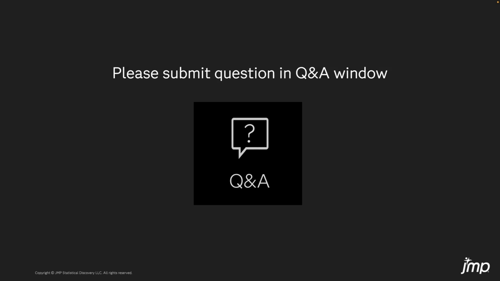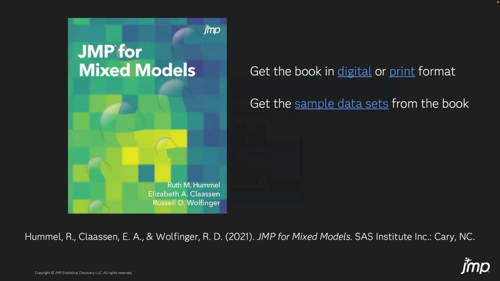analyzing data. Now, what I'm going to show you largely comes from this book that was published 4 years ago, JMP for Mixed Models, written by my colleagues at JMP, Ruth Hummel, Elizabeth Clausen, and Russ Wolfinger. So the examples we're going to see are all covered in great detail in this book. The book also covers a number of other examples and techniques that we're not going to talk about. It really is a great resource for learning the basics, the foundations of mixed modeling.